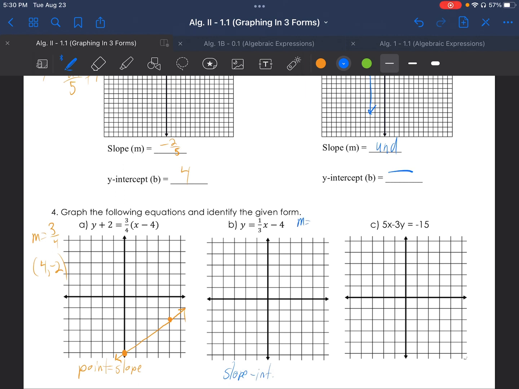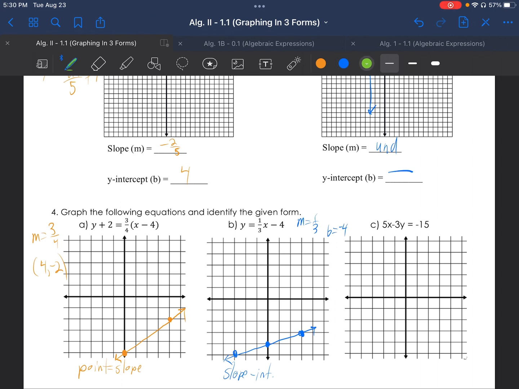Letter B is in slope-intercept form, typically our favorite of the 3. We know the slope is 1/3, and the b, the y-intercept, is negative 4. So we begin with the b of going down 4, and we go up 1 and to the right 3, or down 1 and left 3, or both. Connect them.